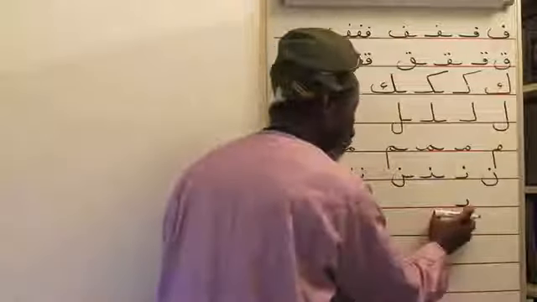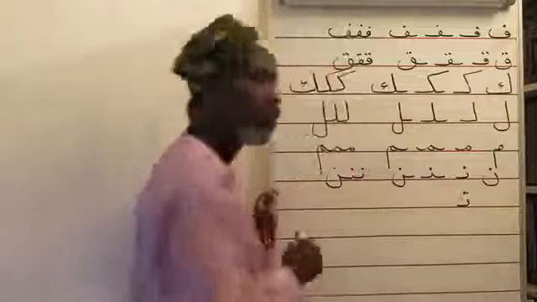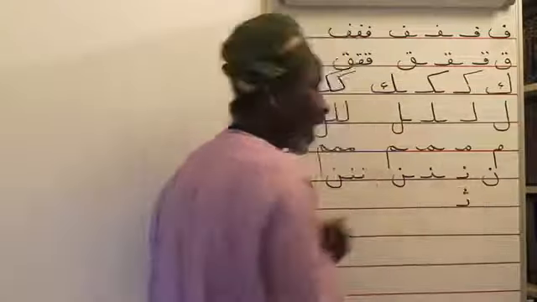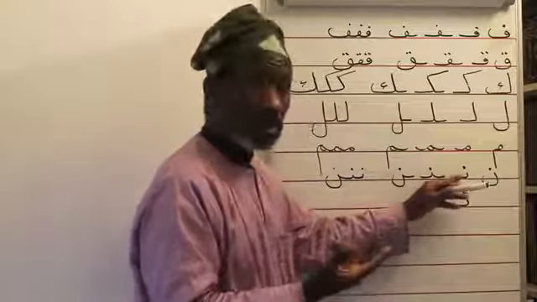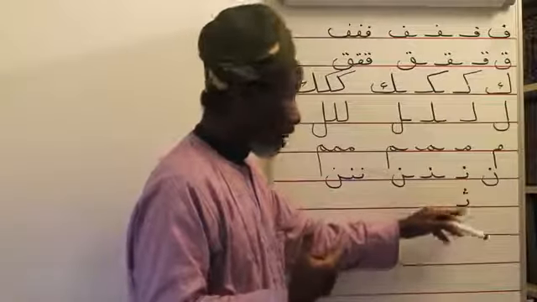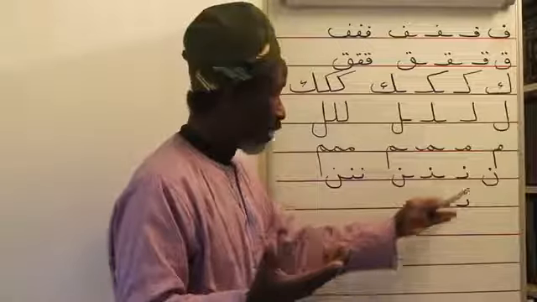But if you put two dots above, that's your ta at the beginning. If you put three dots, that's tha. So the same shape in the beginning format can be noon with one dot, it can be ba with one dot below, it can be ta with two dots above, or tha with three dots.